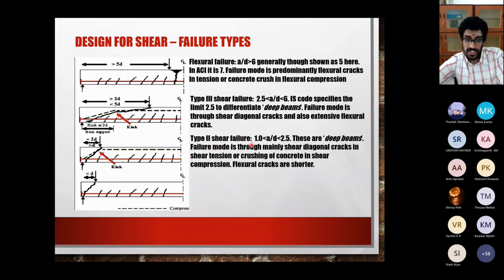Type 2 shear failure is if your a by d is between 1 and 2.5. Okay, so meaning that your shear span is quite short, and your depth is quite large. Okay, so because the depth as compared to the shear span is now a little comparable or it is quite big.